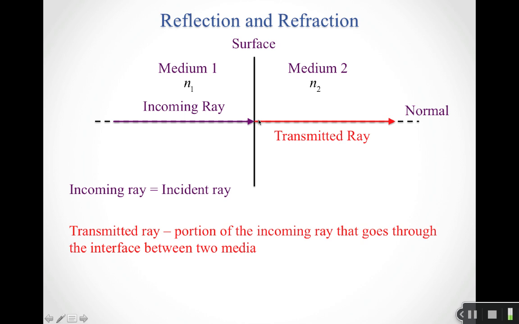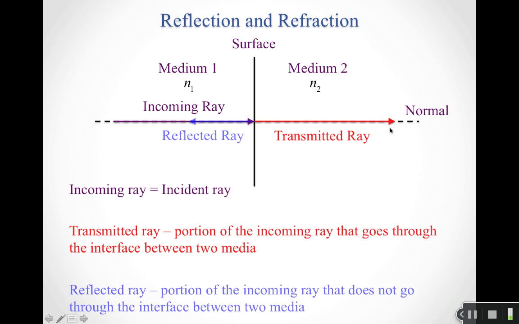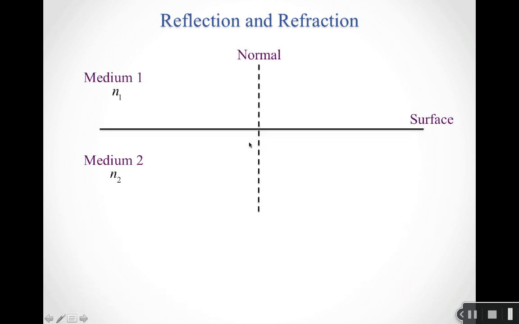Well, basically it's going to split into two parts. There's going to be a transmitted piece. So there'll be a transmitted ray that goes through into the second medium. So it's going to go through the surface. There will be a reflected piece that bounces back. So your incoming ray will break up into two pieces: a transmitted ray that will go through and a reflected ray that will bounce back at the surface.